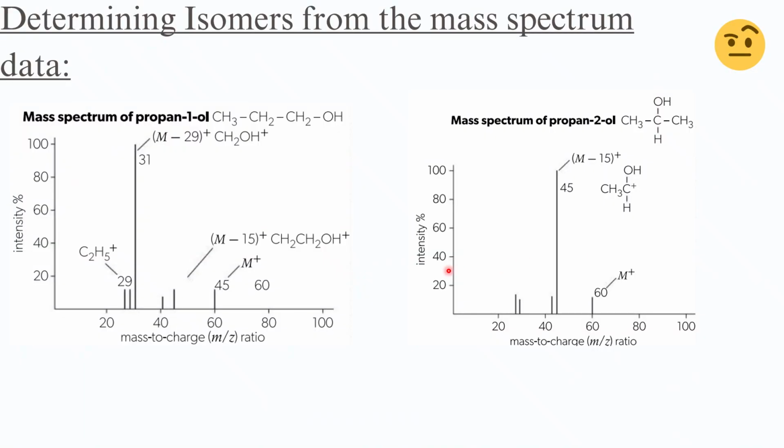Now, the next question is how to determine the isomers from the mass spectrum. Well, it is quite easy. So, suppose you are provided with these two spectra and consider that the data about their names and the structures is not at all shared. So, at that time, how will you determine whether the given spectra are of isomers or not? Well, it is quite simple.